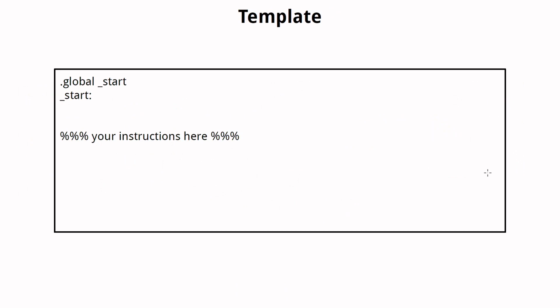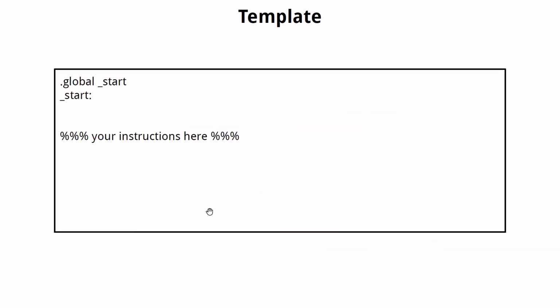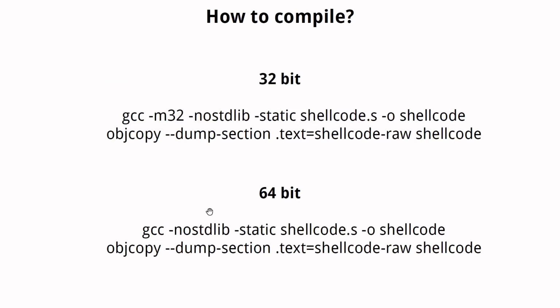In this class, we just use a very simple template. You just use .global _start. So this is your assembly file. You just need to define one function, which is _start. This is not even a function, it's a label, _start. Then you just put your instructions here, and then you can start to code your shellcode.